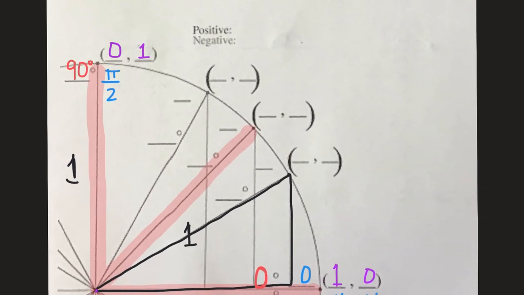Okay, so that's how we start, with our (1, 0) and our (0, 1): 0 degrees, 0 radians, and 90 degrees, pi over 2 radians. Now the rest of these points come from your special right triangles.